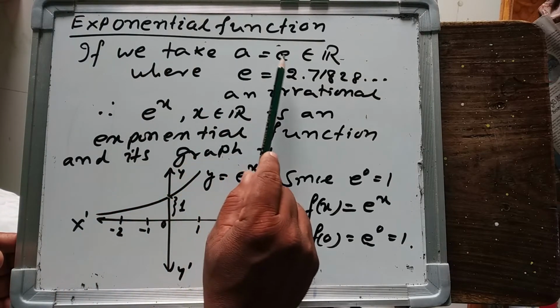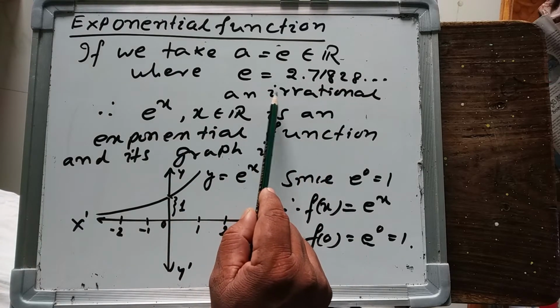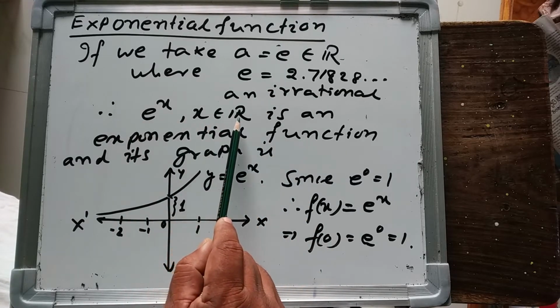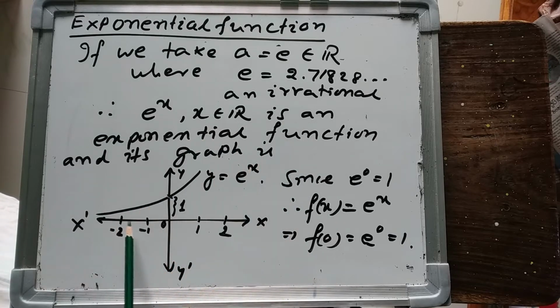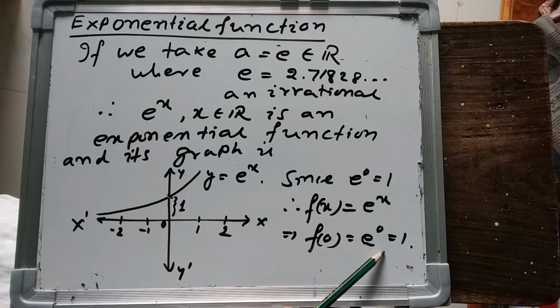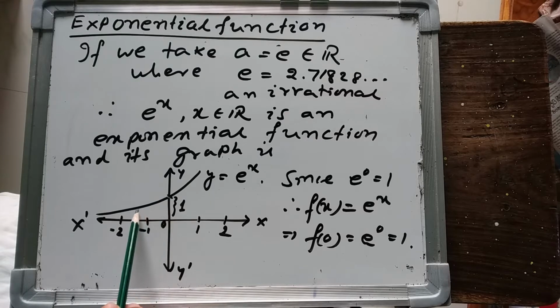If we take a equal to e, a real number where e equals 2.71828, an irrational number, then e to the power x for all x in the real set R is an exponential function, and its graph is, we take the x axis, the y axis, and our origin. If we put x equal to 0, e to the power 0 means 1, so this is my graph of the exponential function. Whenever x is a negative value, e to the power of the negative value will come down in this form.